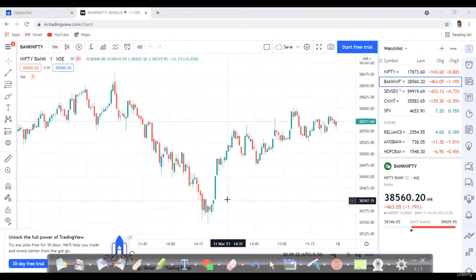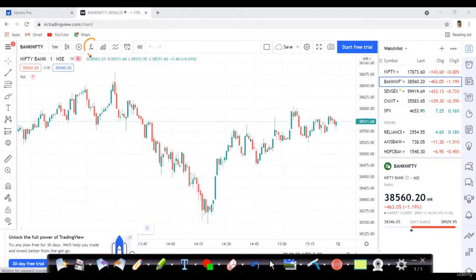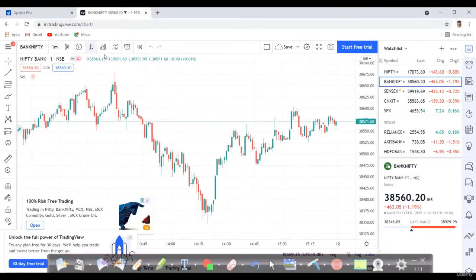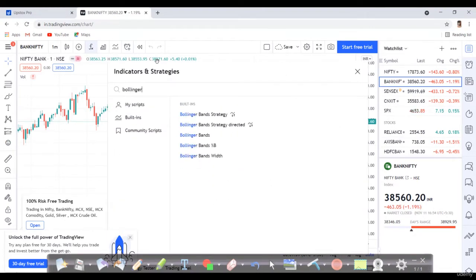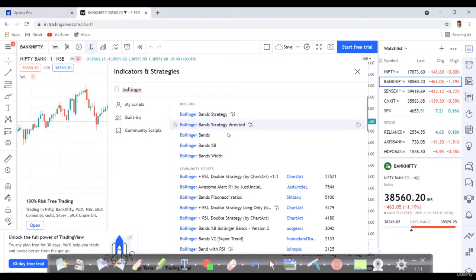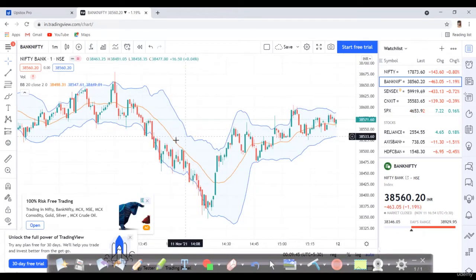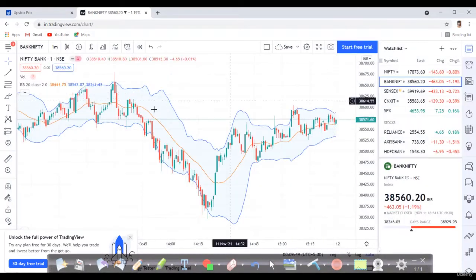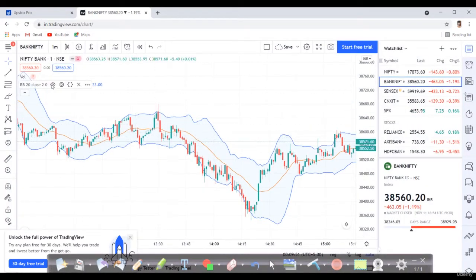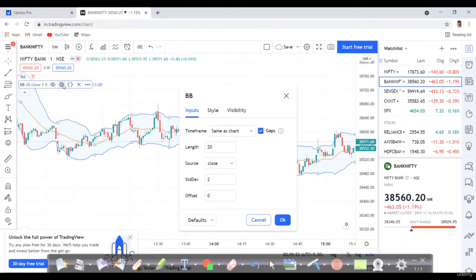Now once you open the TradingView platform, just go to here. This is here to load the indicators. Now after clicking on this one, you just need to type Bollinger Bands. Now out of these five, just select simple Bollinger Bands. Okay. Now after selecting Bollinger Band, you will get three lines. Now out of the three lines, just click on settings of the Bollinger Band.